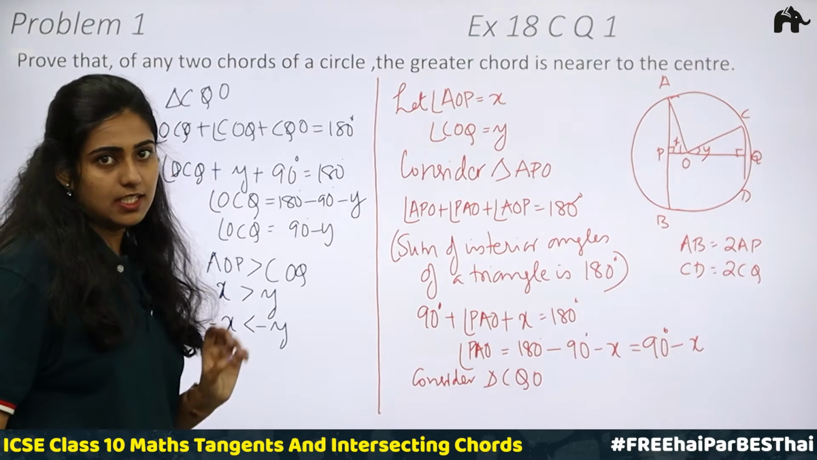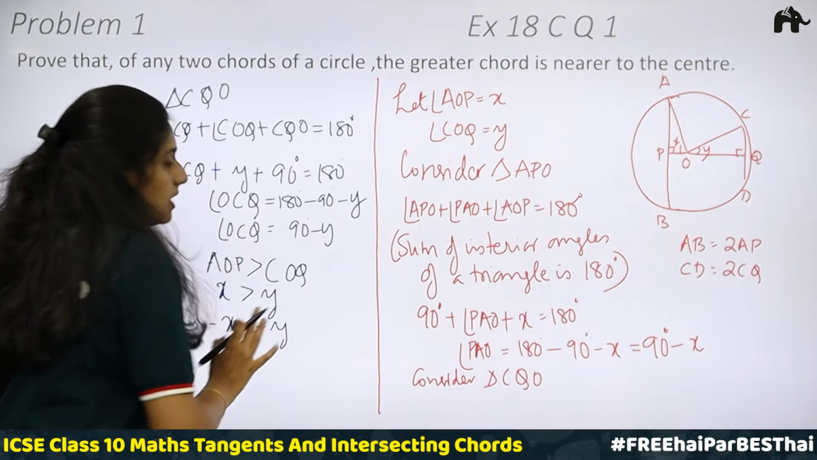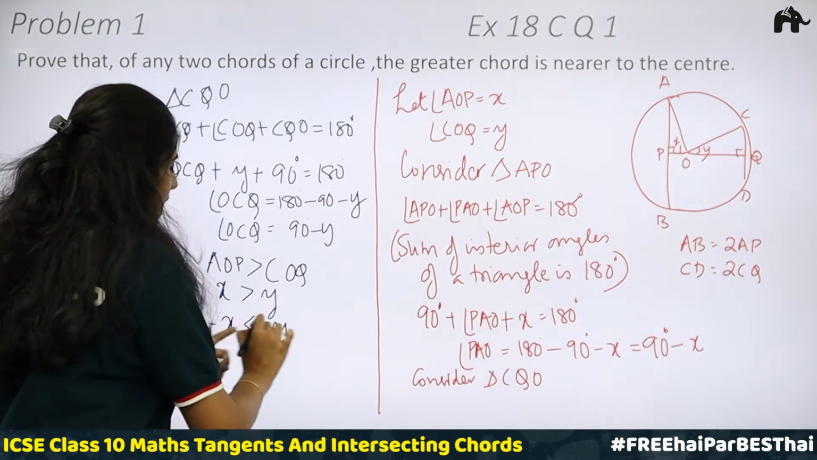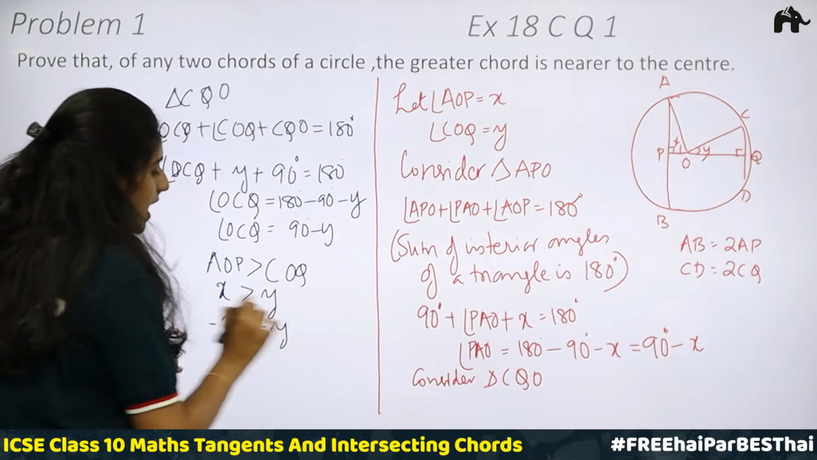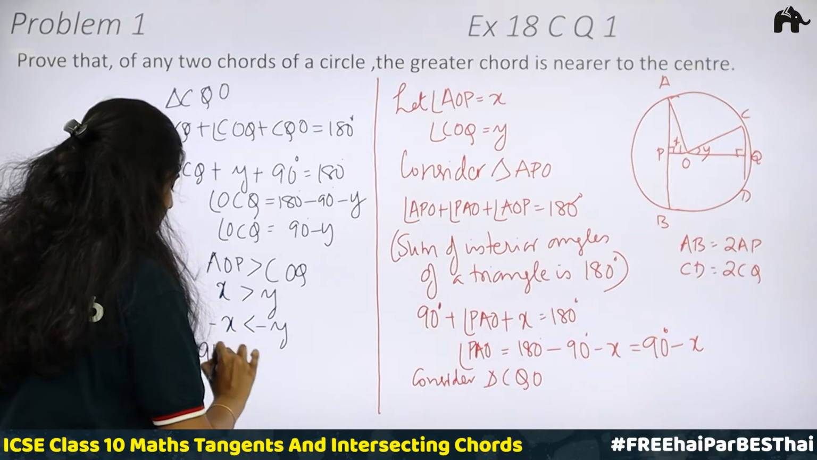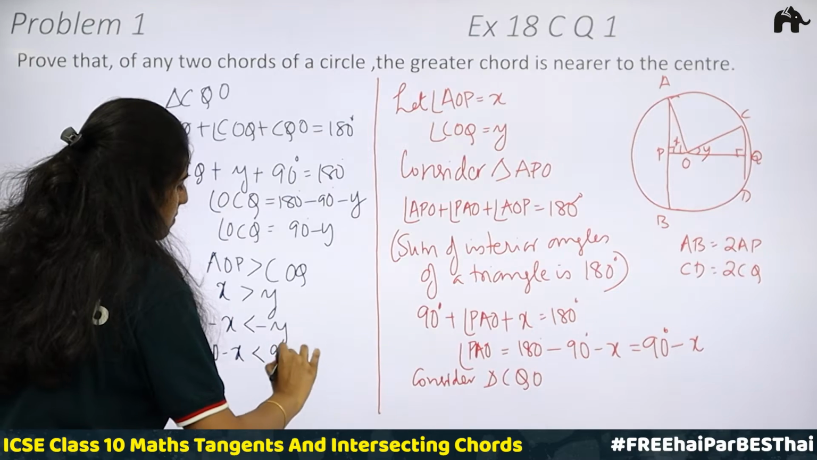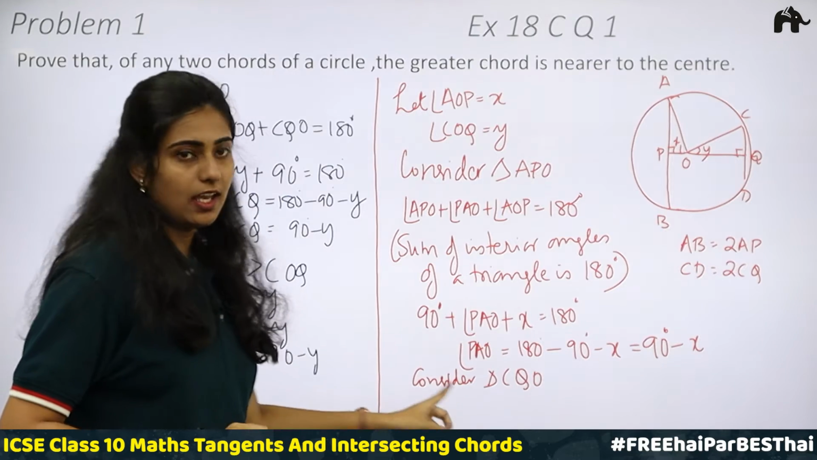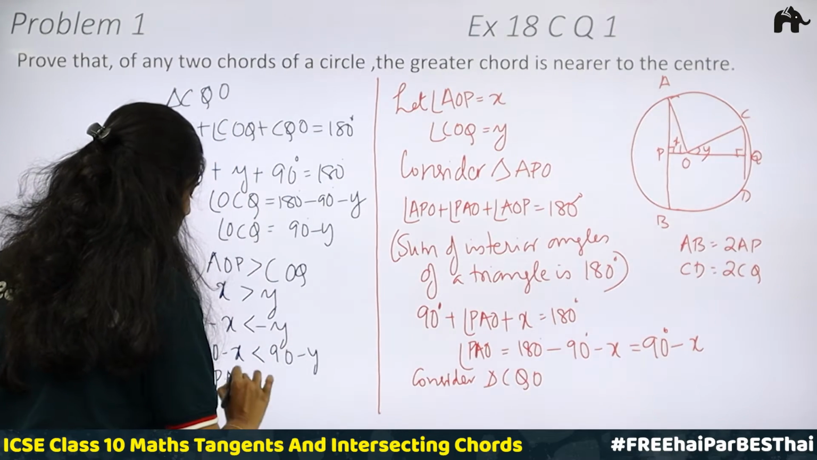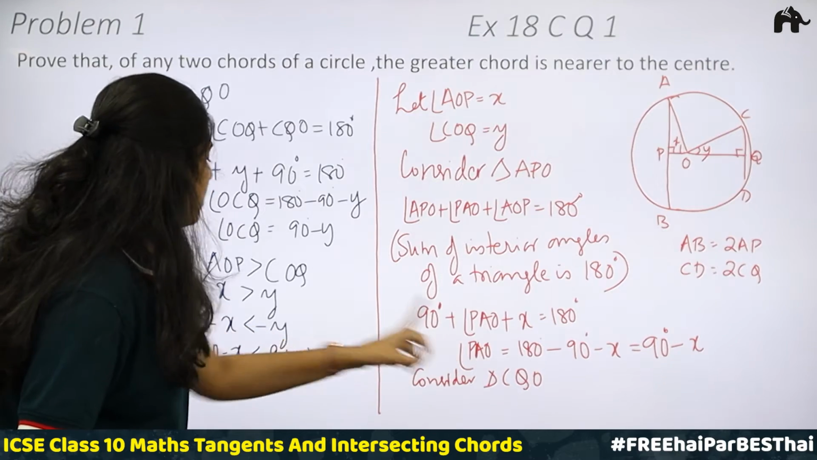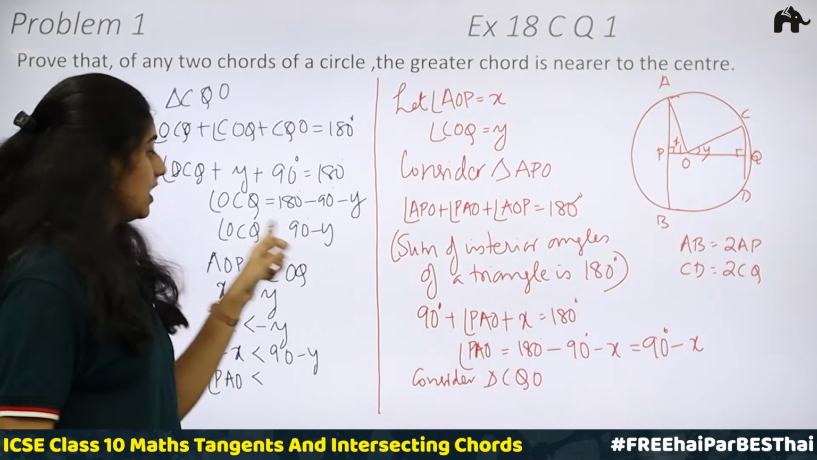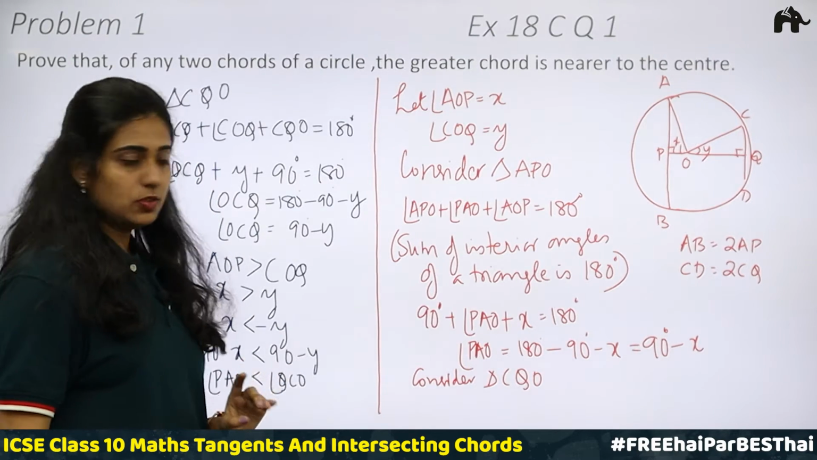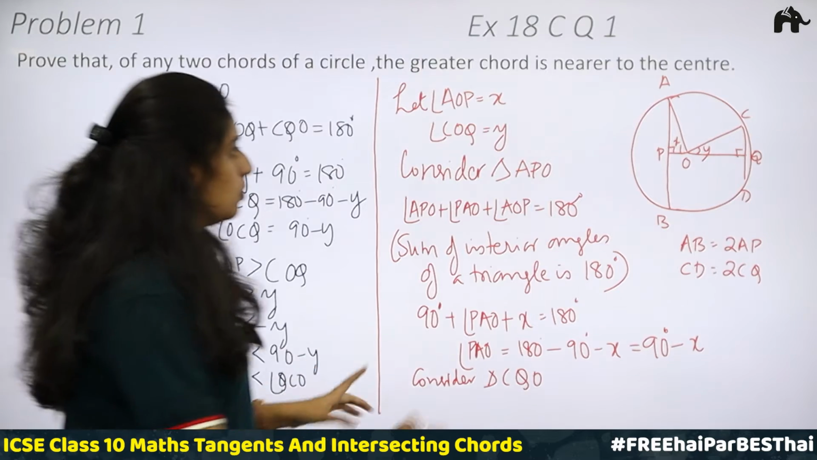We have studied in the chapter on linear inequalities that when you multiply or divide by a negative number, the inequality reverses. We get minus X less than minus Y. Now I am adding 90 to both sides. That is 90 minus X is less than 90 minus Y. What is 90 minus X? 90 minus X is angle PAO. Angle PAO is less than 90 minus Y. 90 minus Y is OCQ, or you can write it as QCO. Okay, PAO less than QCO.